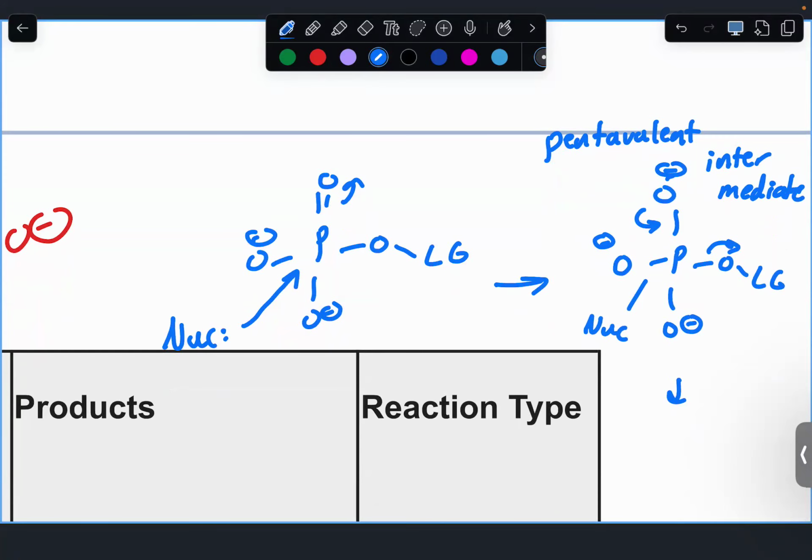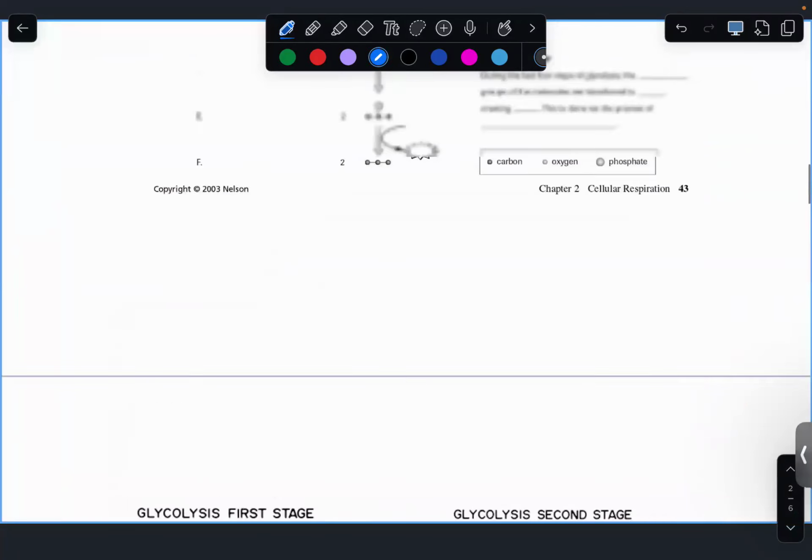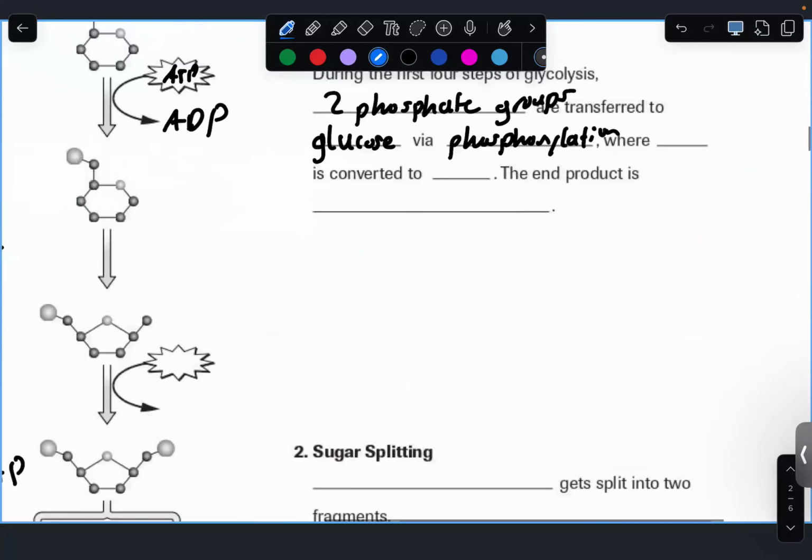Never ever go from here to here. That's wrong. It always breaks the carbon-oxygen pi bond. That carbon-oxygen pi bond comes back down, breaks another bond. So, okay, that's phosphorylation for you. Again, not new chemistry, just looks a little bit different. Where ATP is converted to ADP, the end product is what? Yep, fructose 1,6-bisphosphate.